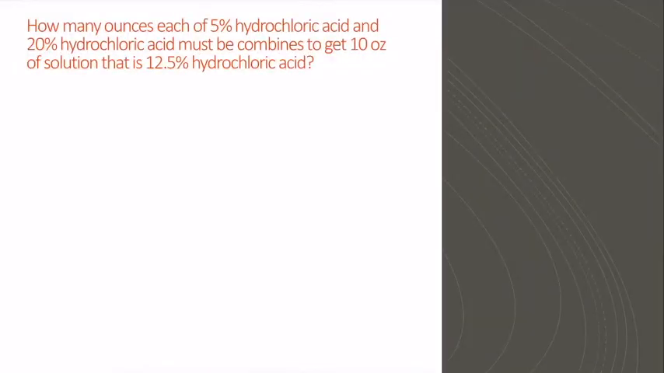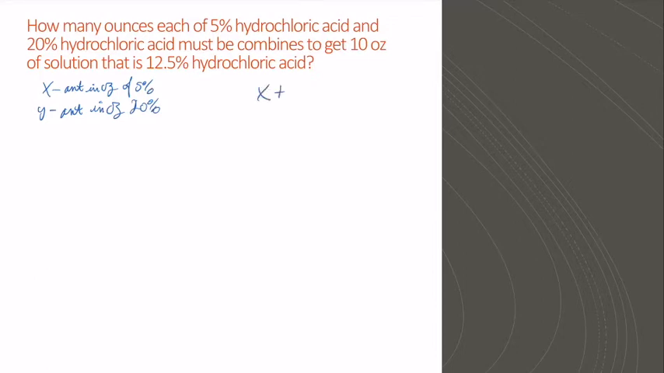Our third example is one of the most beloved chemistry examples, right? How many ounces of each, 5% hydrochloric acid and 20% hydrochloric acid, must be combined to get 10 ounces of solution that is 12.5% hydrochloric acid? So let's let X be the amount in ounces of the 5% solution, and we'll let Y be the amount in ounces of the 20% solution.